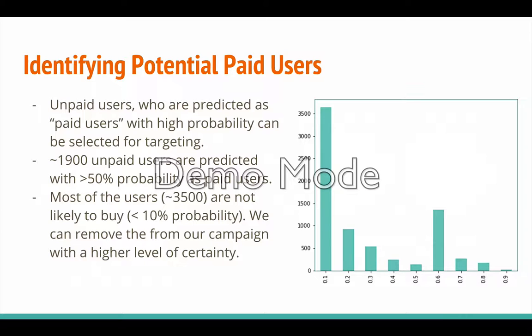However, most of the users are not likely to buy because they were under 10% probability. So we can actually remove them from our campaign with a higher level of certainty. On the right hand side, we can see the distribution. There is a very small number of people at 0.9 probability, 0.6 is pretty high, but 0.1 is pretty high too, like 3,500. So these users probably are not too active or they're very recent.